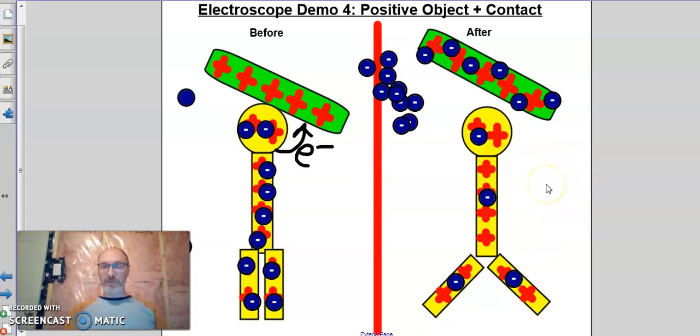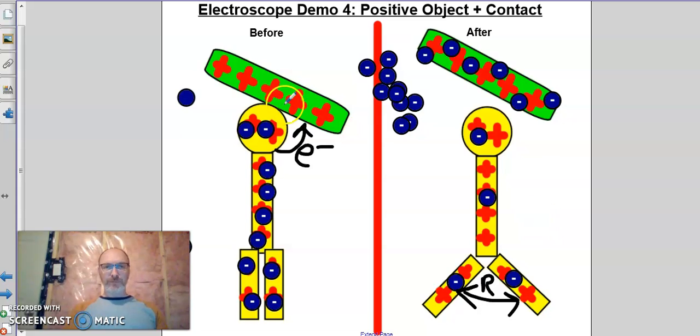What's the charge of the leaflets? Well, the leaflets are positive. Look, this leaflet over here has only 1 negative and 2 positives. The same thing is true over there. So overall, the electroscope has a positive charge, but the leaflets do as well. And so what do like charges do? Again, they repel. And so the leaflets of the electroscope are going to repel, like this.